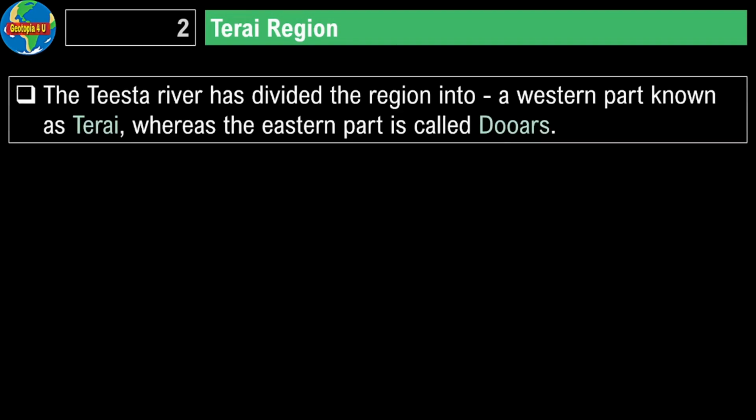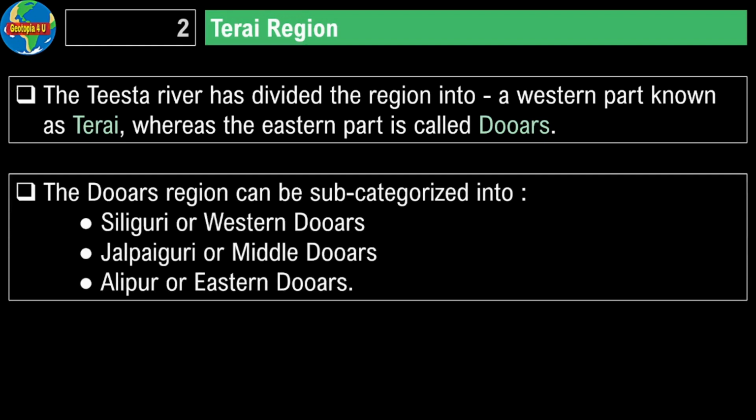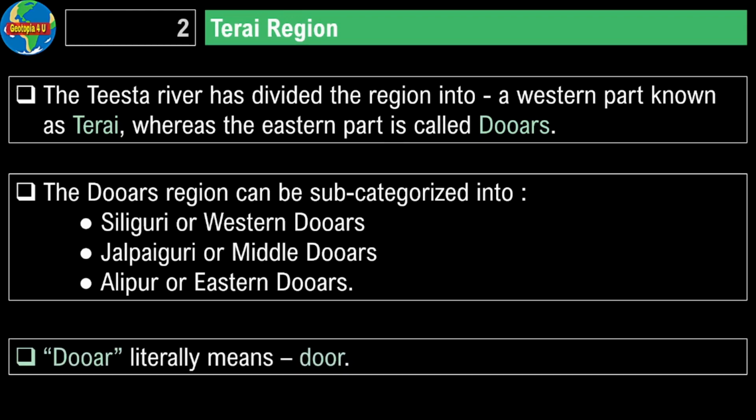The Tista River has divided this region into a western part known as the Tarai, whereas the eastern part is called the Duars. The Duars region can be subcategorized into Siliguri or Western Duars, Jalpaiguri or Middle Duars, and Alipur or Eastern Duars. Duar literally means a door.